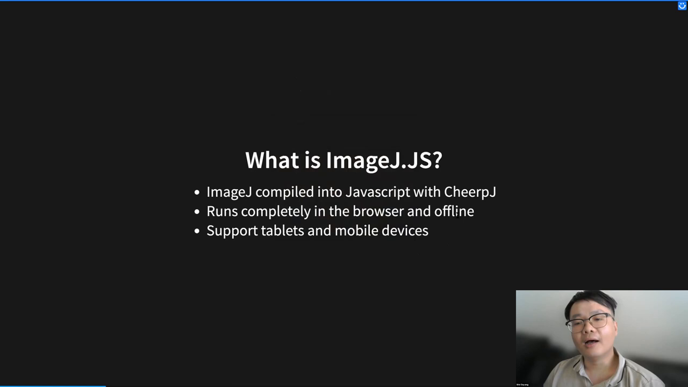which is also good for privacy purposes, for example. And the other thing, which is something unique that you don't get from the regular Fiji ImageJ version, is that we can run on tablet and mobile devices. A lot of people are interested in this and try it on the iPad, for example. This is good for annotation, right? You can use those pens to do annotation, which is cool.